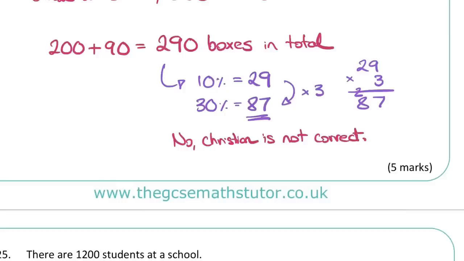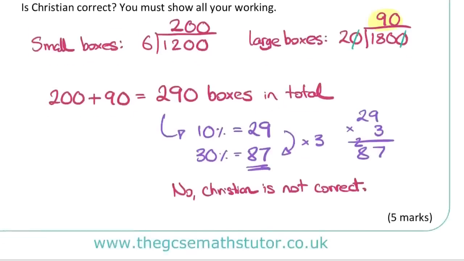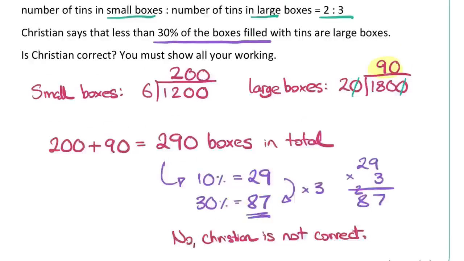You can write as much information as you want. You could write because he has 90 large boxes and 30% is 87. But I've backed that up. I've shown my working really clearly, so I don't feel like I need to add any additional information. And there we go. That was that question.